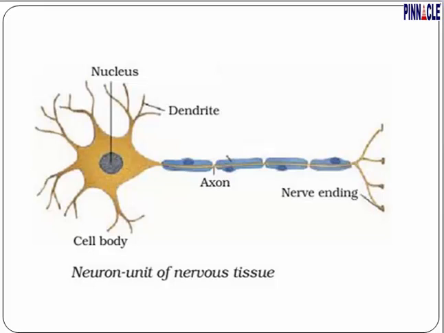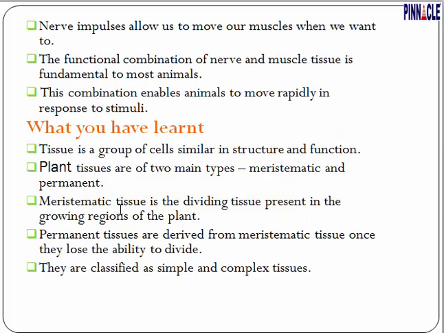See the diagram of a neuron, the nerve cell. This shows the nucleus, dendrites, axon, nerve ending. Nerve impulses allow us to move our muscles when we want to. This is very important because various ions are also required, for example calcium, potassium, many ions are required.